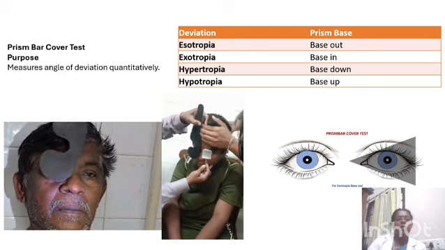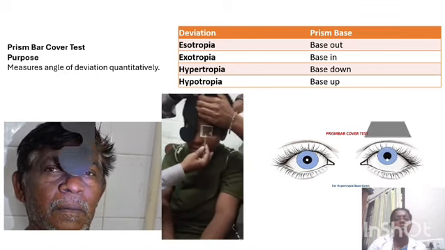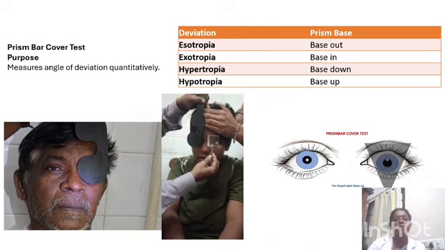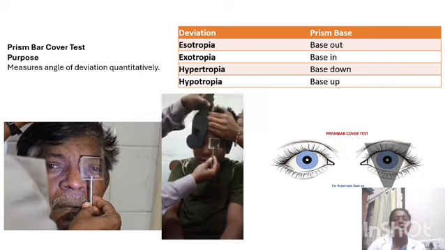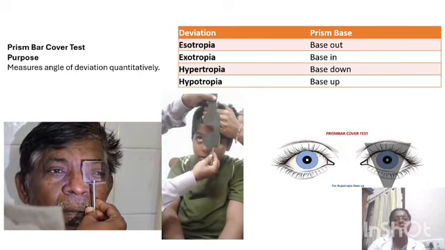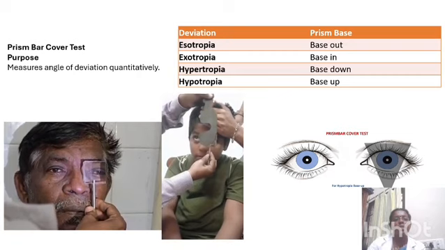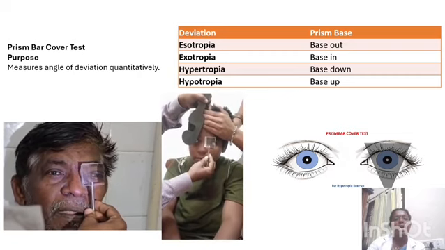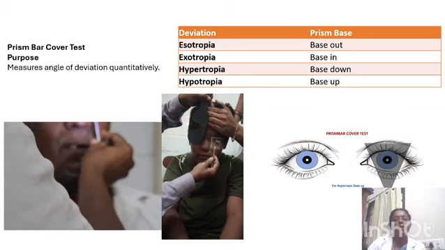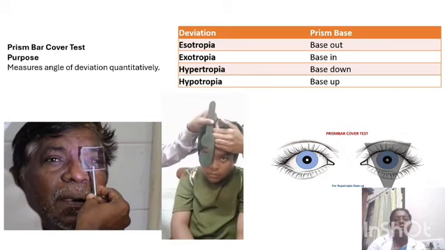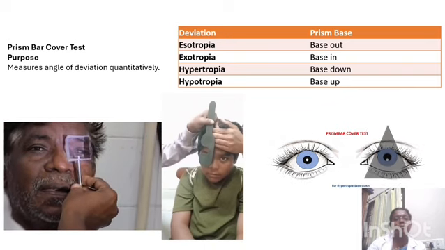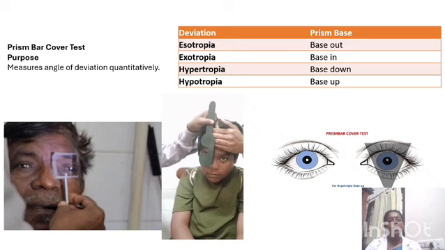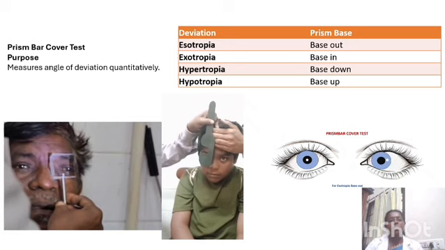The principle of the prism bar cover test is based on neutralizing the refixation movement seen during the alternate cover test. Prisms are introduced before one eye and the prism strength is gradually increased until no movement is observed when the cover is alternated between the eyes. At this point, the deviation is said to be neutralized and the prism value represents the angle of deviation. The prism base direction depends on the type of deviation being measured.